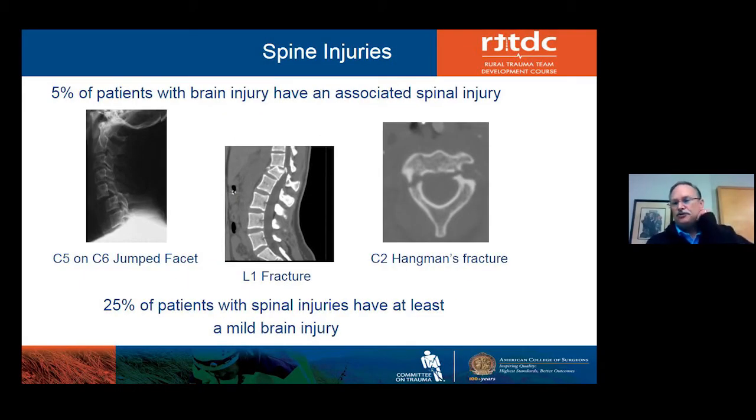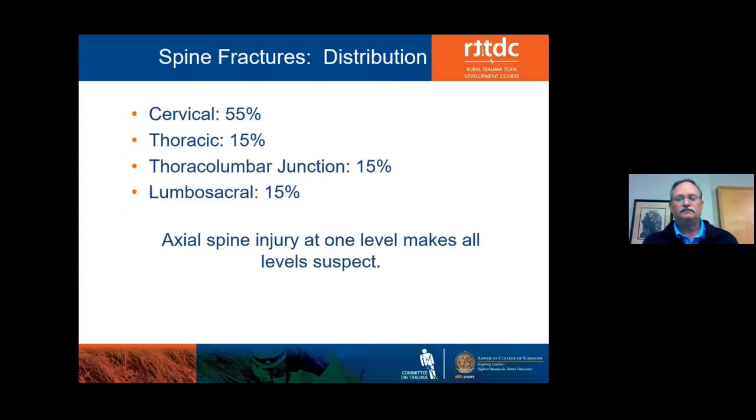And here are some examples that you see. On your left-hand side, you have a C5 and C6 jumped facet fracture. In the middle, you have an L1 fracture, which looks to be displaced. And on the right-hand side of your screen, you have a C2 hangman's fracture. About a quarter of all patients with spinal injuries have at least a mild traumatic brain injury associated with it. And here is the major distribution, mainly because of the surrounding structure.